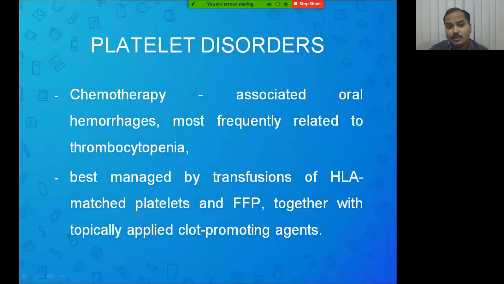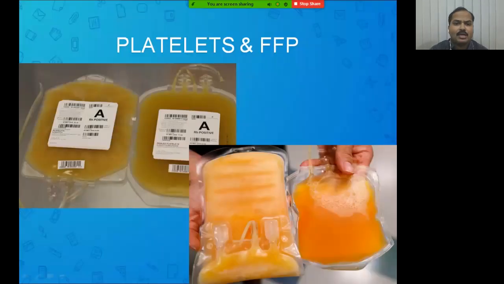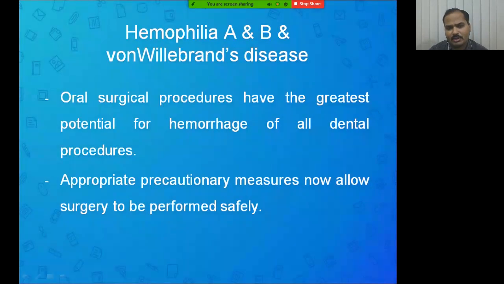Then in cases where chemotherapy-associated oral hemorrhages are produced, they are most frequently related to thrombocytopenia, and these are best managed by transfusion of HLA matched platelets or FFP, the fresh frozen plasma, together with topically applied clot promoting agents as adjuncts to these two. And these pictures show the availability of platelets as well as fresh frozen plasma in the blood banks. They will be available like this and they can be utilized for transfusion into the patient if required.